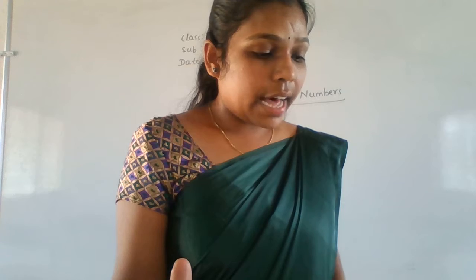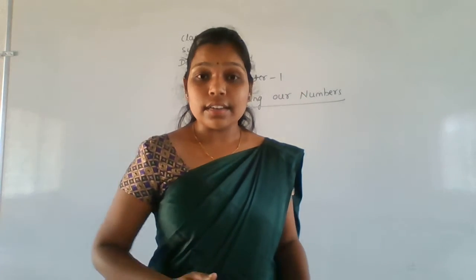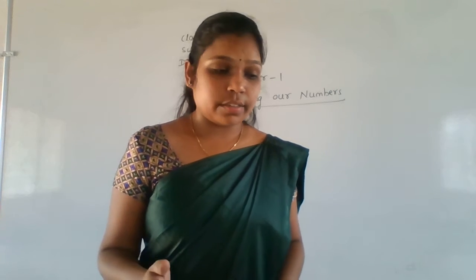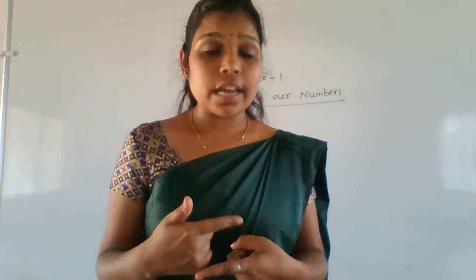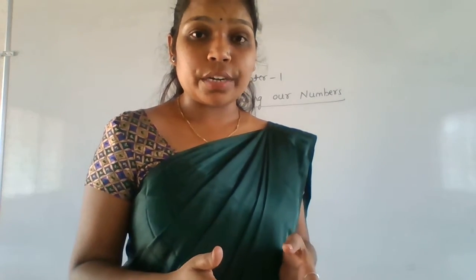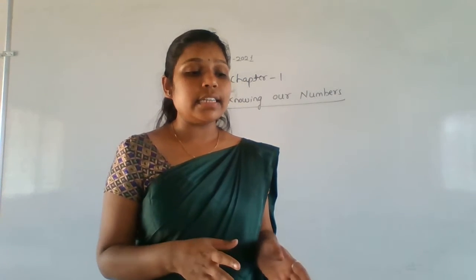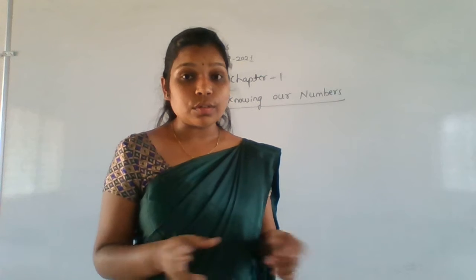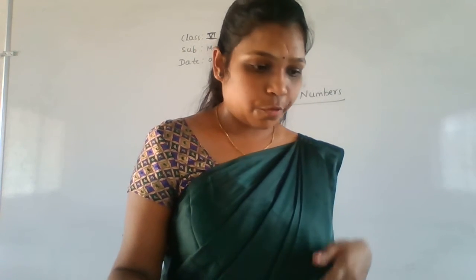Next one is arrange the following in descending order. Descending order is nothing but writing from biggest to smallest. So ascending and descending are opposite processes. In ascending we write all the numbers from smallest to biggest, and in descending we write from biggest to smallest. We have to do that in the third main as well as the fourth main.